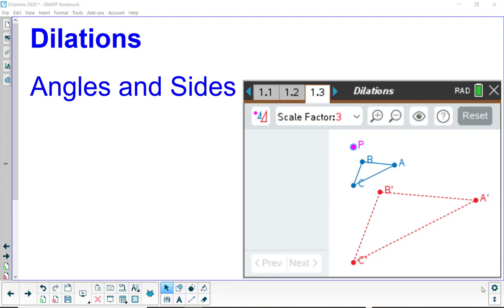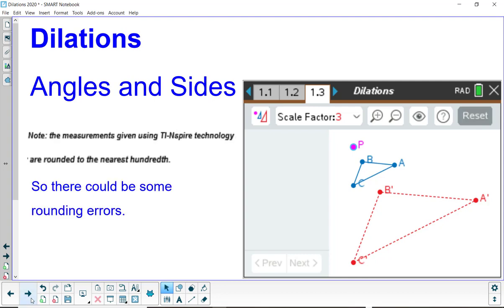This is the second video about dilations in the transformational geometry unit. This is going to be focusing on angles and sides. Please note that the measurements given using TI-Nspire technology are rounded to the nearest hundredth, so there could be some rounding errors.